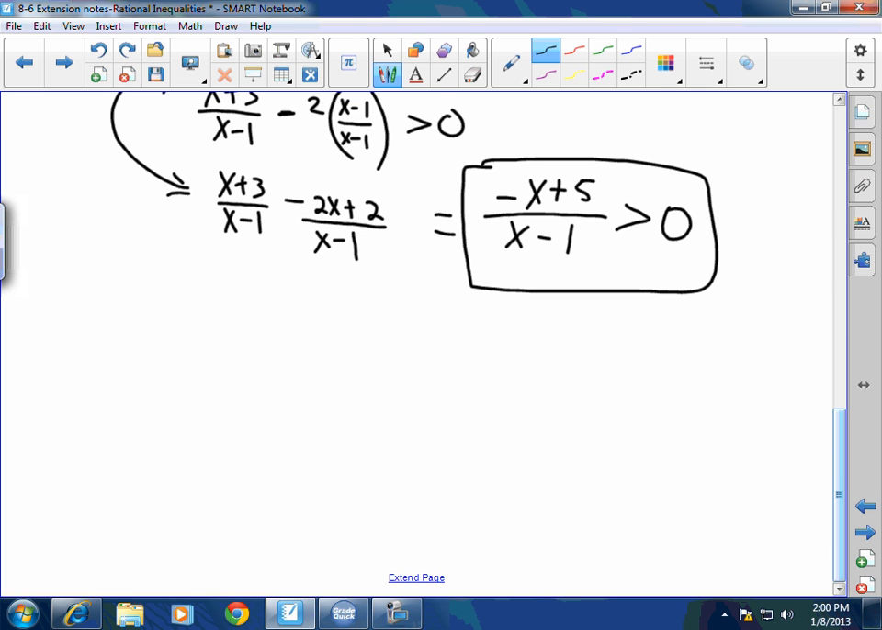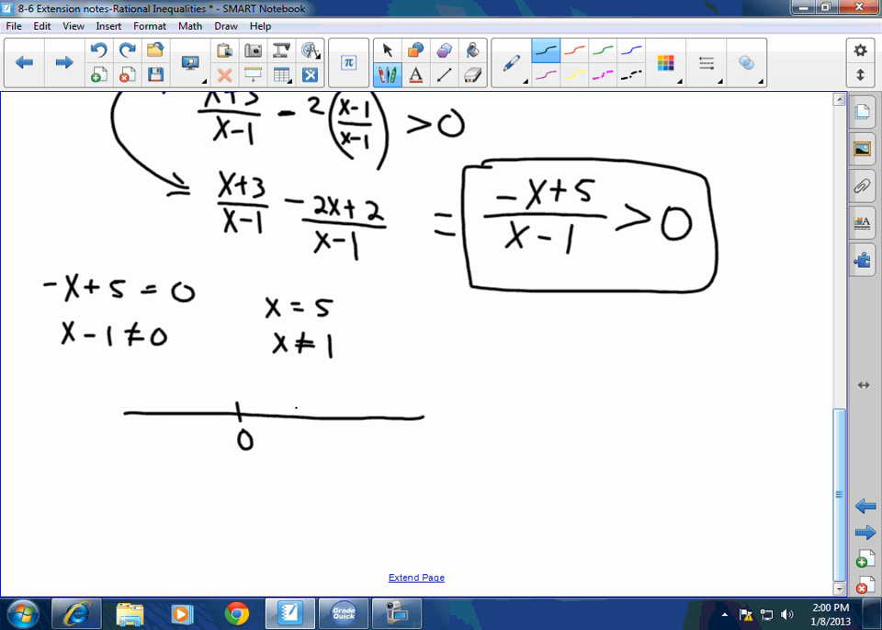Now from here we solve. So negative x plus 5 gets set equal to 0, but x minus 1 gets set not equal to 0. So x is going to equal 5. And x is not going to equal 1. Are you guys with me so far? You promise? Yes? Okay.